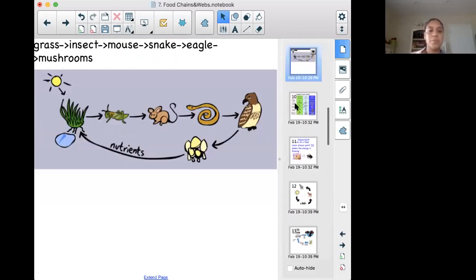Here's another example with grass. Well, first sunlight, grass, insects, mouse, snake, eagle, and the mushrooms. The mushrooms are the decomposers in this because they're breaking down all the nutrients and returning it back to the soil. So more grass can grow and be producers to fuel the whole food chain.